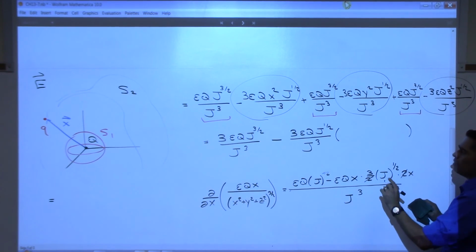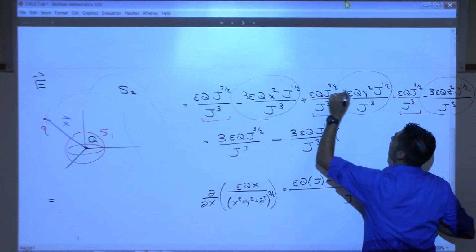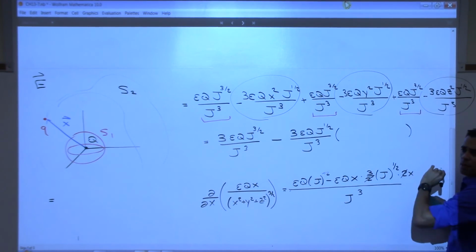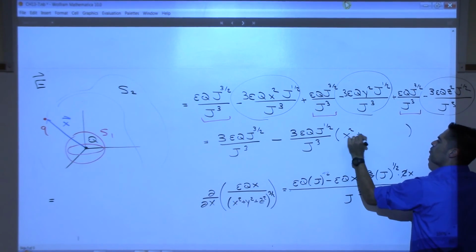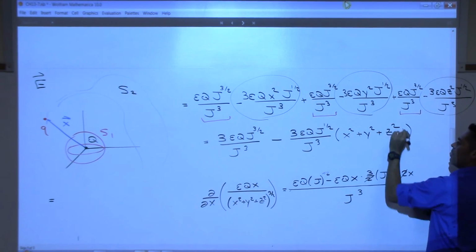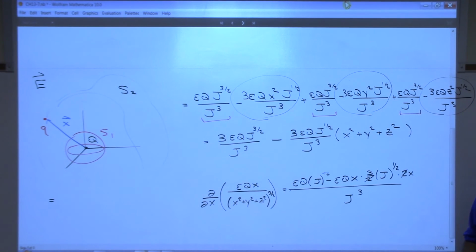What's left here? The x squared plus y squared plus z squared, right? But what's x squared plus y squared plus z squared?